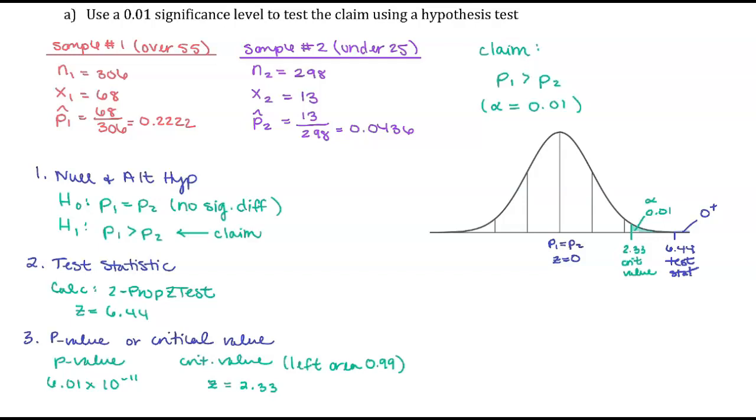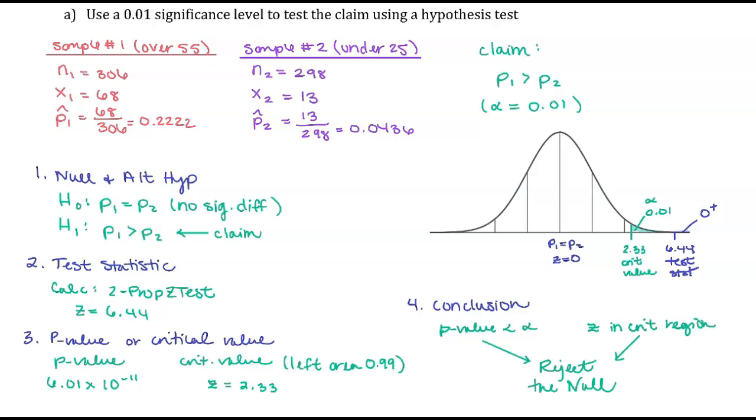That brings us to the final step of our hypothesis test, stating the conclusion. Using the p-value method, we find that the p-value is less than alpha. And using the critical value method, we find that our test statistic z is in the critical region or rejection region. Either way, we reject the null. That is, we reject the null hypothesis that p1 is equal to p2, which gives us some evidence to support the claim that p1 is greater than p2.